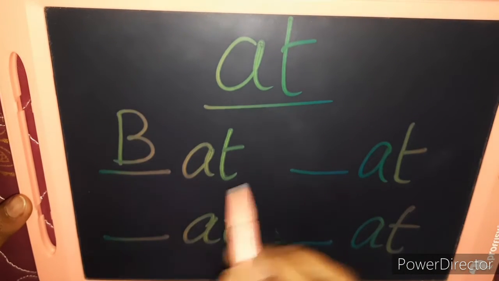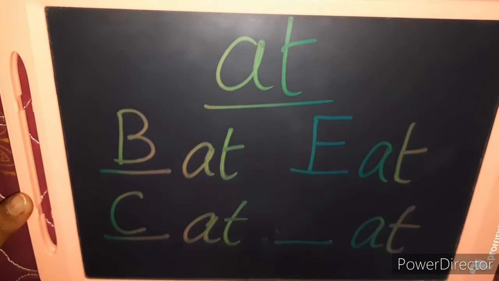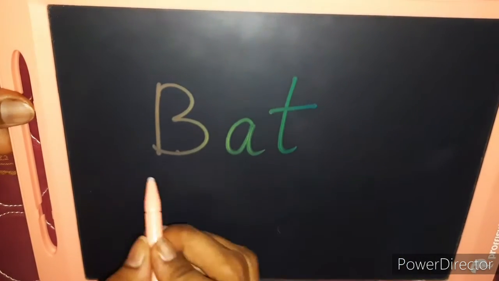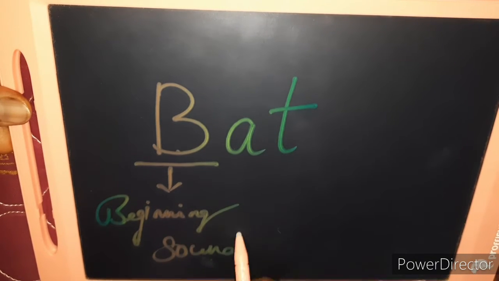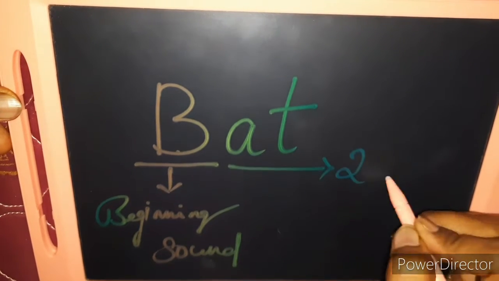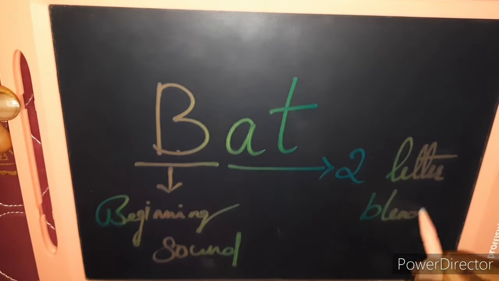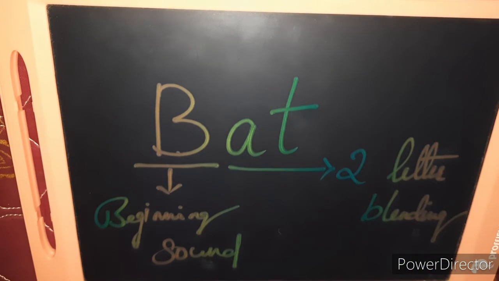Now let's place different letters on the blanks here. Let's take the word bat. Here the first letter is the beginning sound that we saw in part 1 of the series, and the last two letters are the two letter word blending that we saw in part 2 of the series. This is how the kid is going to read.